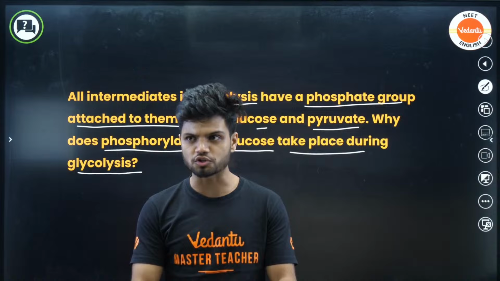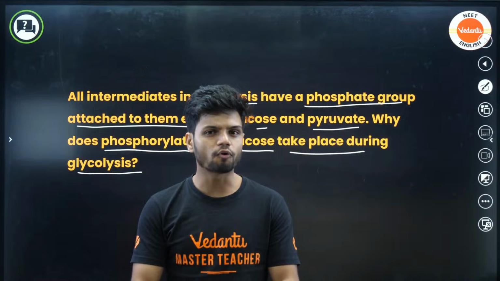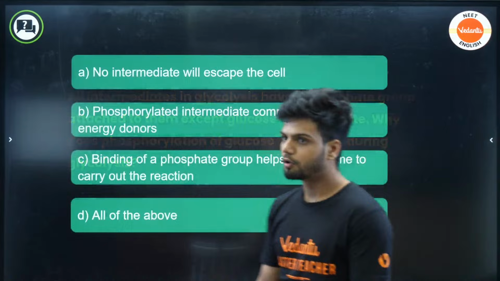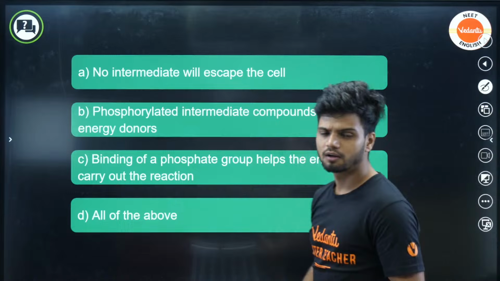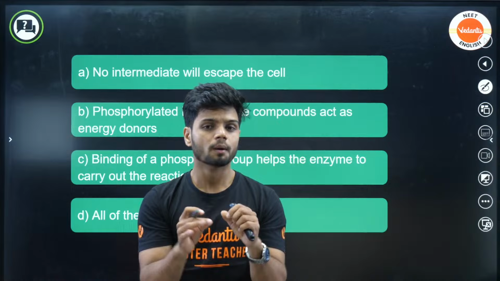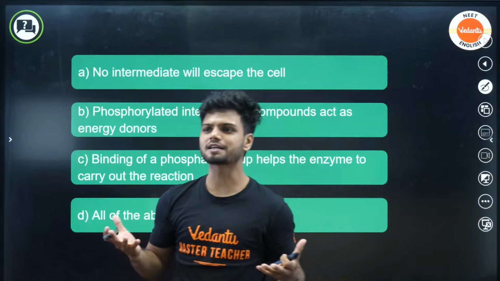Why is phosphorylation happening in glycolysis? In the ninth step, what is happening? There is a loss of water. Your PEP gets converted to your pyruvate. Why is there attachment of phosphate in intermediates of your glycolysis? Students, the concept is easy. All of you can agree with me, the concept is easy. But the questions which you can expect are difficult.